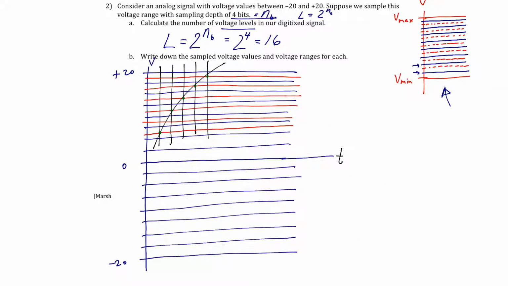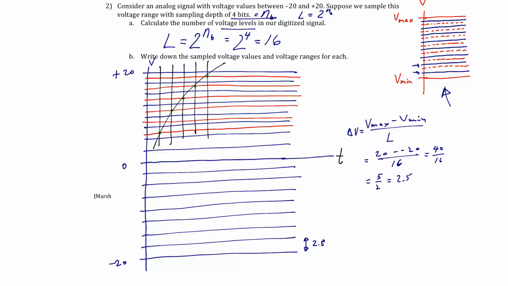And now finally I can write down all these values. If I divide into 16 pieces, delta V is V max minus V minimum all over L, which is 20 minus negative 20 all over 16, which is 40 over 16, which is 20 over 8, which is 10 over 4, which is 5 over 2, or 2.5. So delta V is 2.5, and all these steps are 2.5.